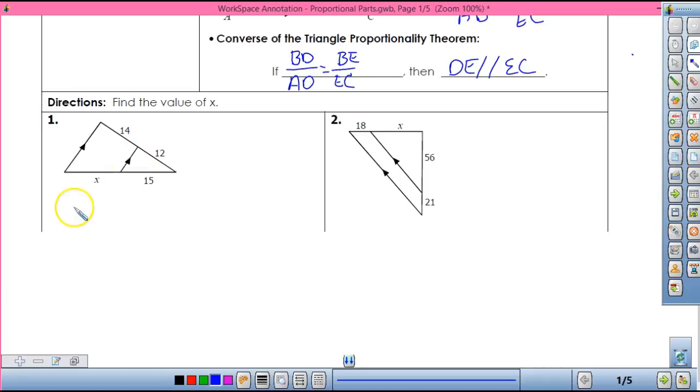Okay, so if we put this into action, my two lines are parallel, right? So then 12 is to 14, and 15 is to x. And that's our cross product rule that we've been doing with some of these. 12x equals 210, and x equals 17.5. You will get decimals today on your assignment.